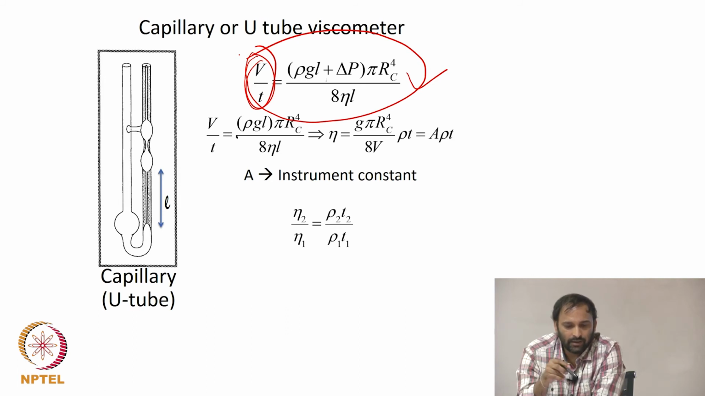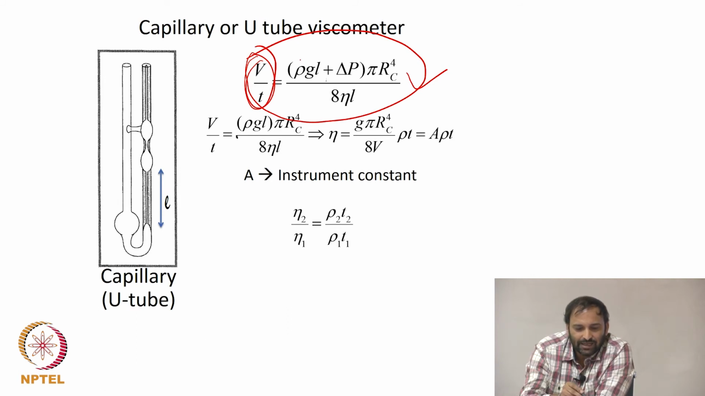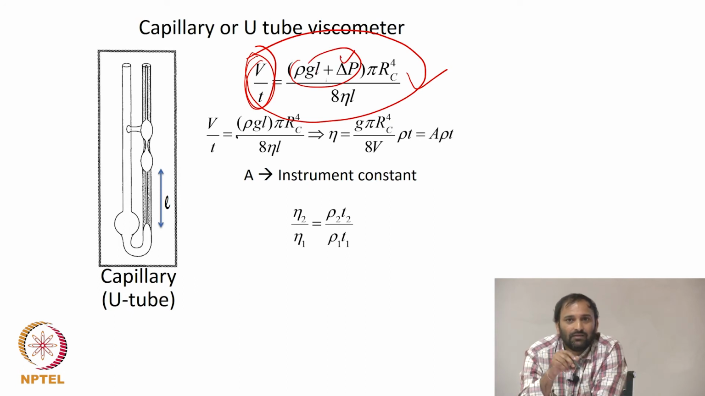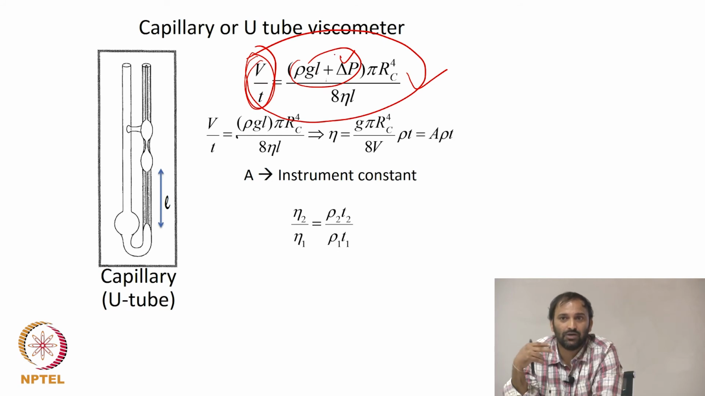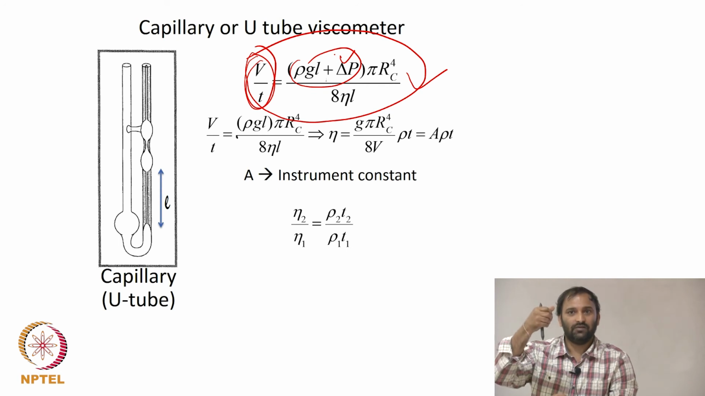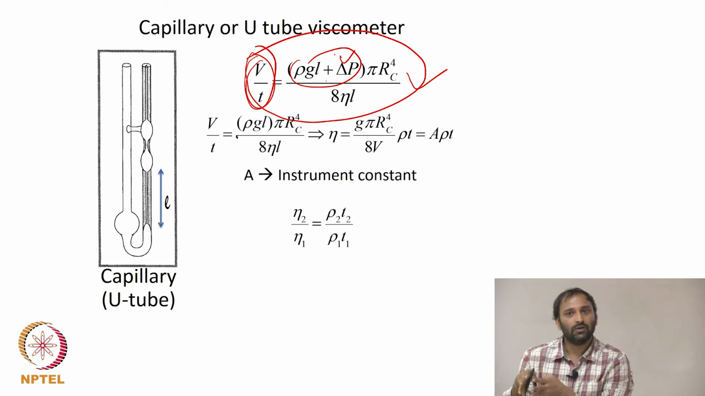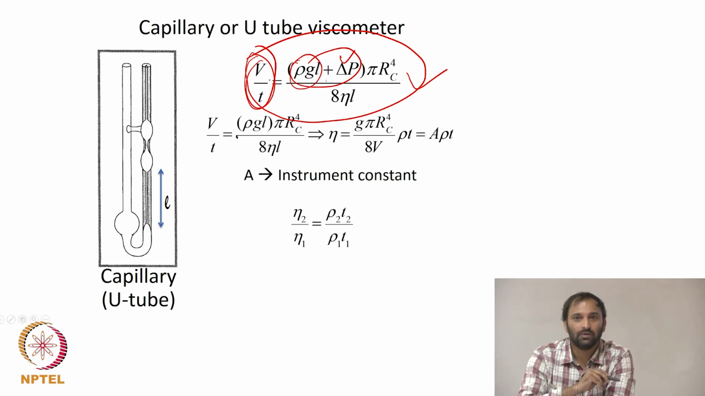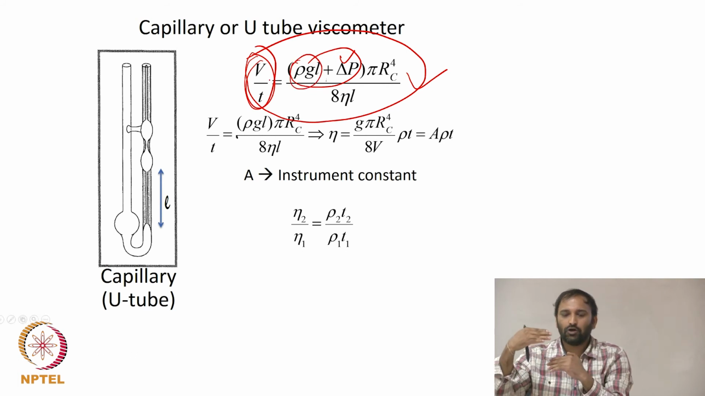Now, if you look at this equation, there are two contributions to the pressure drop: one is your delta P, plus your rho g L. Typically these experiments are done in a vertical column, so I also have to worry about the hydrostatic pressure. That's why you have this term.